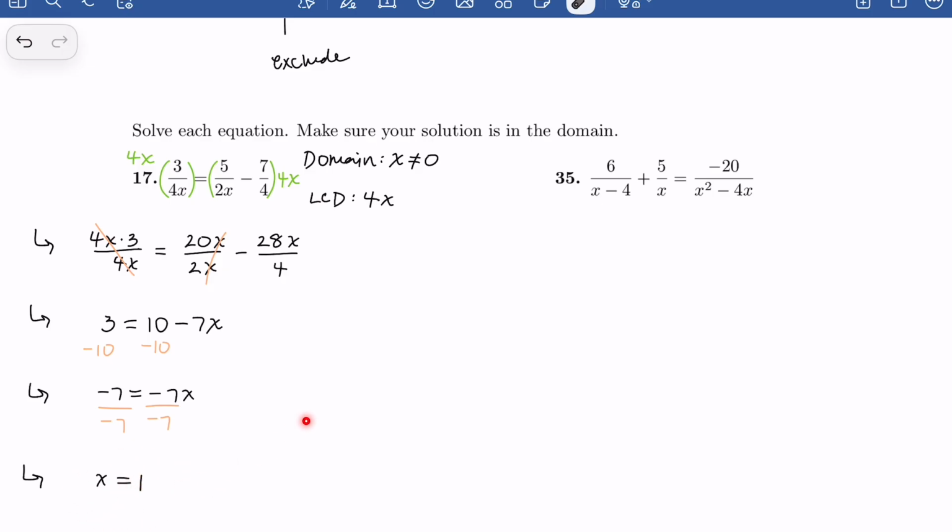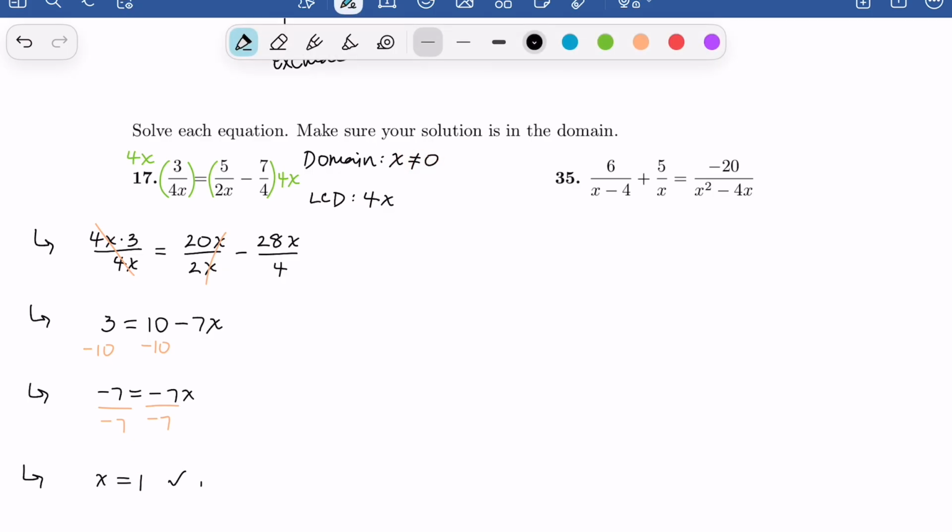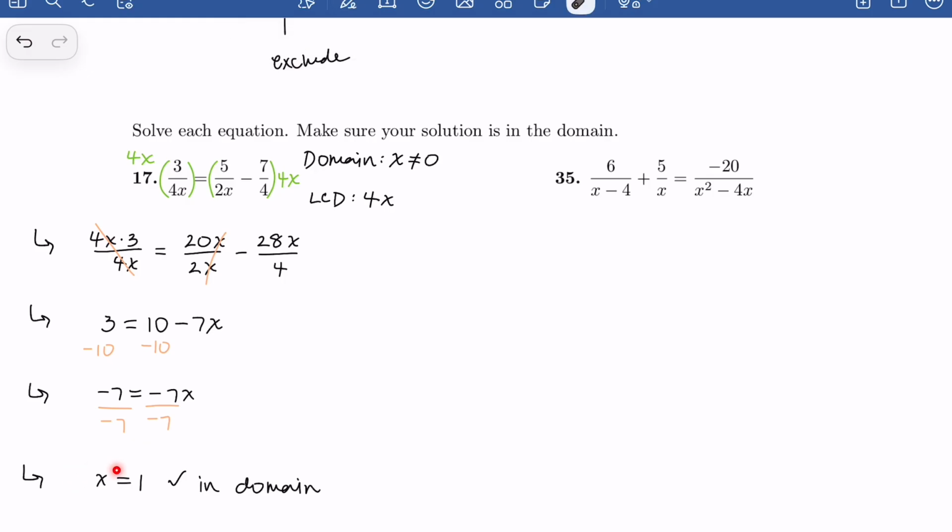So one, we need to make sure that it's in our domain. And again, our domain is going to be all real numbers except for 0. So that means this is in our domain. But we also want to check to make sure that this solution is in fact a solution by plugging it into our original equation and making sure that we end up with a true statement.